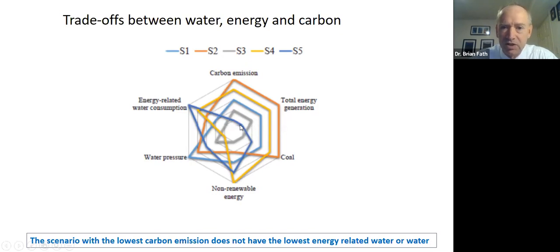And so if you were just going strictly for the carbon solution, you would probably pick that, but you see it actually has higher energy related water consumption and puts more pressure on water than this gray line. So the gray line is slightly worse as far as your emissions are going, but it's much better in terms of your water. And so in the end, there's going to have to be a policy decision, right?